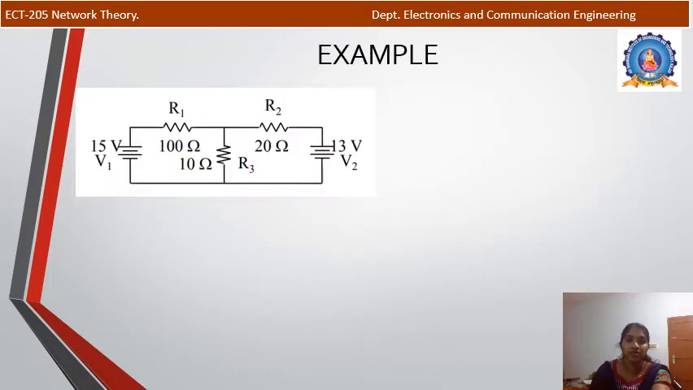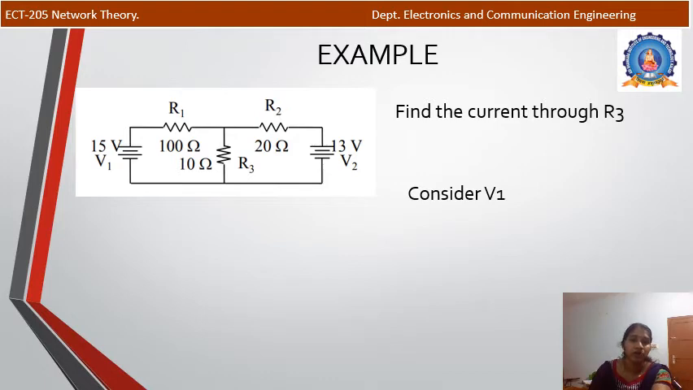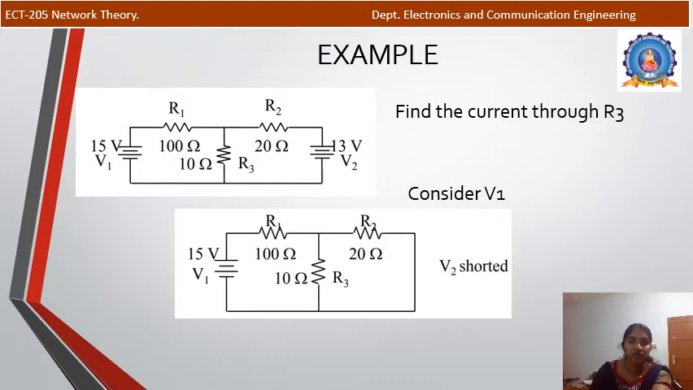So next is a simple example. Here the current through R3 has to be found, and there are two sources, V1 and V2. So the first step is we will consider only V1. When we are considering V1, we will remove the effect of V2. That means we short V2 here, and then find the current through R3. In order to do that, what do we have to do?